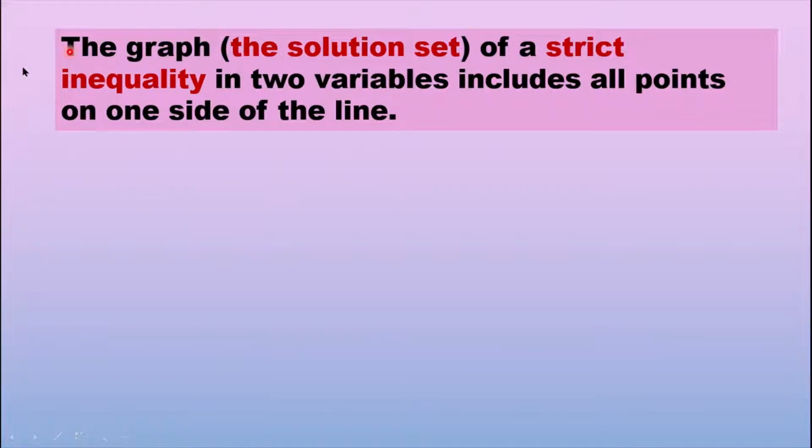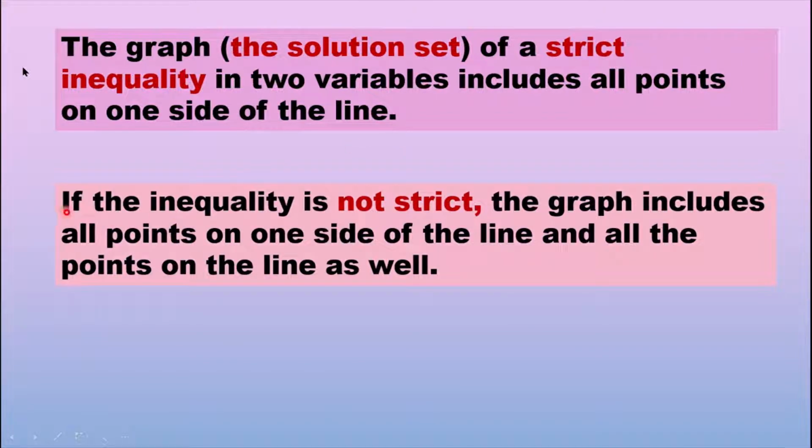The graph or the solution set of a strict inequality in two variables includes all points on one side of the line. So, pag yung ating inequality ay strict inequality, the graph or yung solution set natin ay makikita lamang or all points can be seen only on one side of the line. One side of the line only. Hindi kasama yung line or yung boundary line. So, sa isang side lamang ng half plane, whether it is above or below the line.